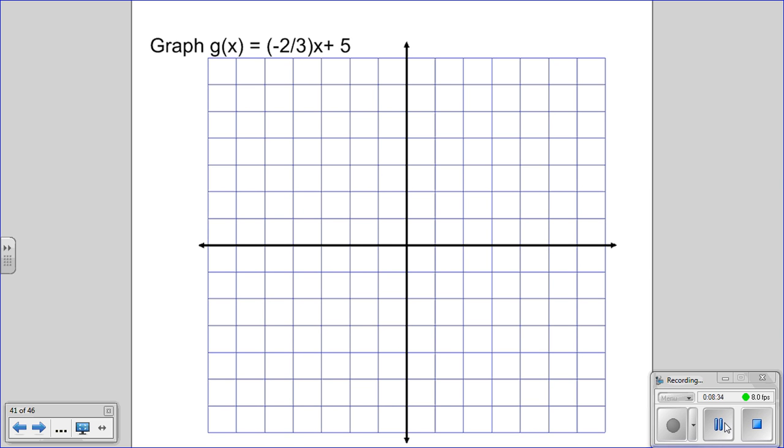Let's graph g of x equals negative 2/3 x plus 5. Again, our y-intercept is going to be 5. Our slope is a negative 2/3. And so when you're doing a negative slope, remember that one of the two directions has to be negative. So we can either go up and to the left, so we're going up 2 and to the left 3, or we can go down and to the right, so 2 down and 3 to the right, and then draw a line through those points. The negative slope has to have one of the two numbers be a negative direction.